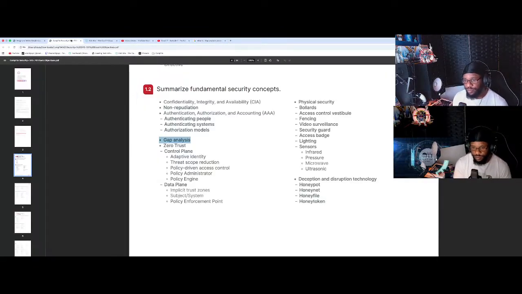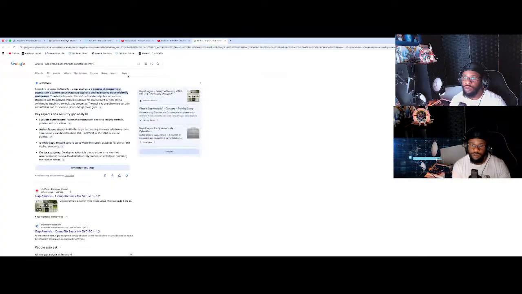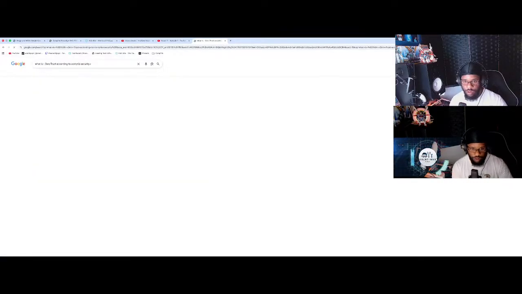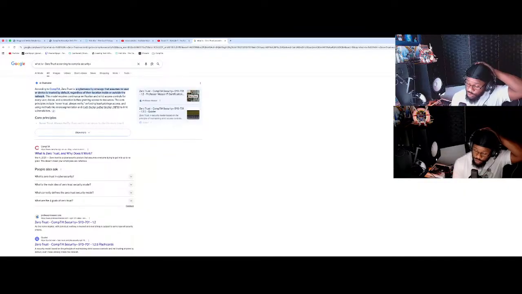All right. Zero trust. Let's talk about zero trust. It's an important security concept. What is zero trust according to CompTIA Security Plus?